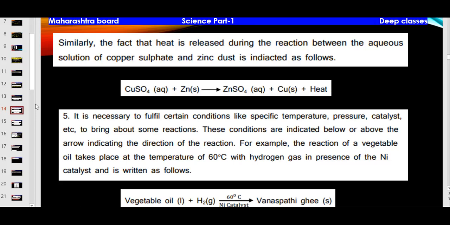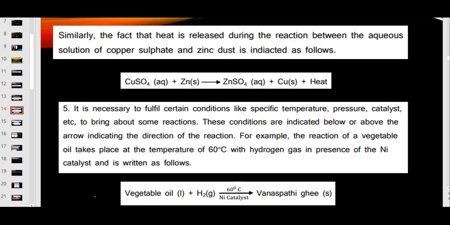Okay. These conditions are indicated below or above the arrow indicating the direction of the reaction. So here it is shown. You can see the example, vegetable oil is taken which is in liquid form. Instead of writing aqueous, we will write liquid because it is convenient to mention it is in liquid form, vegetable oil. Plus H2 is in gaseous state, so it is written G. This is a reaction which gives Vanaspati ghee. When you do this, it will give you Vanaspati ghee which is in solid form.